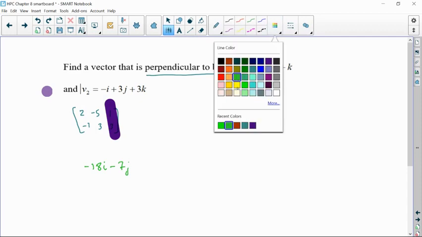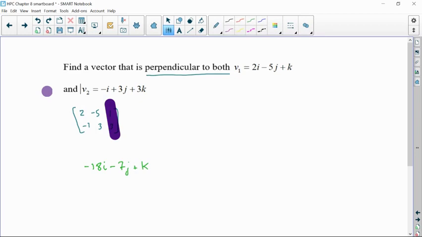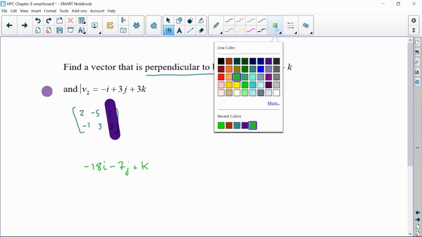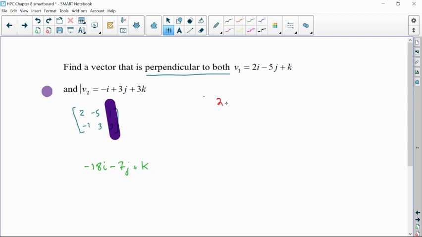So here's my vector that I'm claiming to be perpendicular to both. It's a vector that I can check very easily by doing a dot product. So if I check the dot product, red. So if I had 2i minus 5j plus k, that was our first given vector, and I say negative 18i minus 7j plus k, let's do the dot product. Remember, the dot product gives us just a scalar, just a constant number. So 2 times negative 18 is negative 36. Negative 5 times negative 7 is positive 35. And then 1 times 1 is 1. So that would definitely generate a value that's equal to 0. So most likely we did it right.